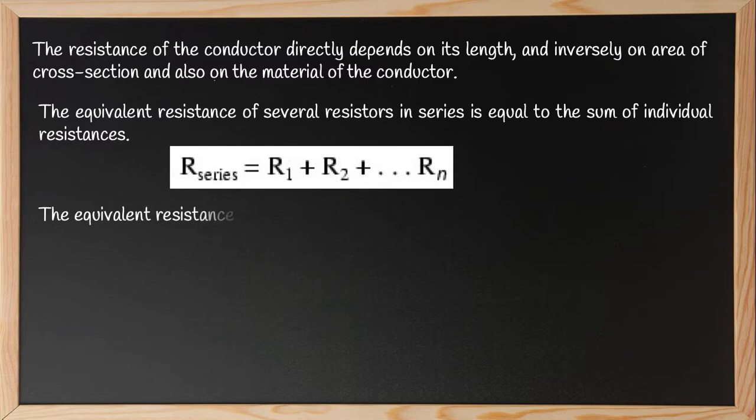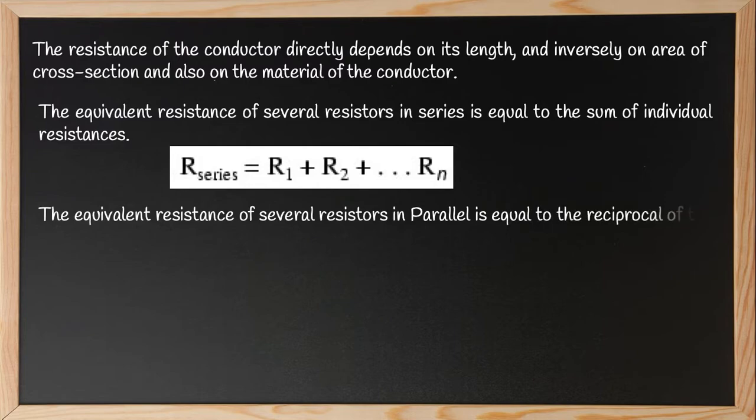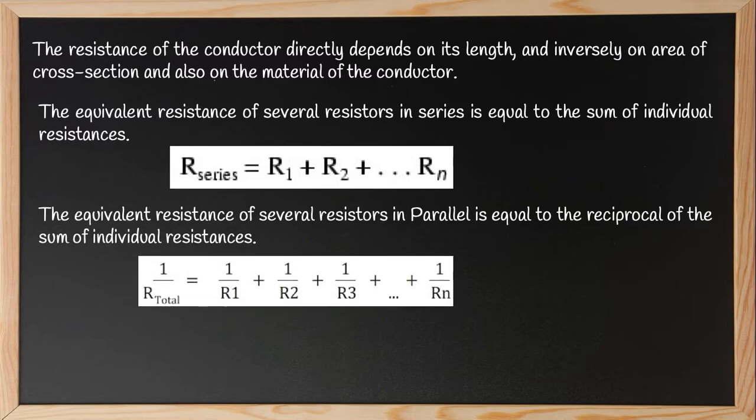The equivalent resistance of several resistors in parallel is equal to the reciprocal of the sum of individual resistances. So if it is in parallel, the equivalent resistance will be the reciprocal. Reciprocal means 1 by the value. That means 1 by R total, that is equivalent resistance, will be equal to 1 by R1 plus 1 by R2 plus 1 by R3 and so on, the reciprocals of all the individual resistances. So that will be in parallel.